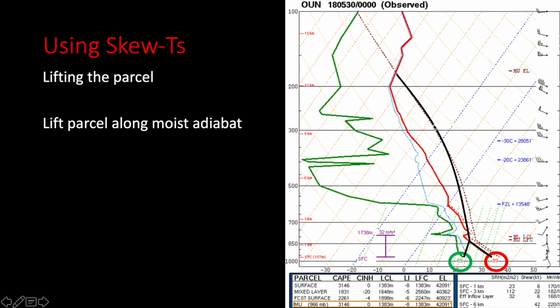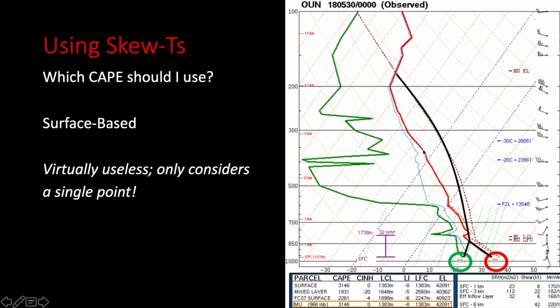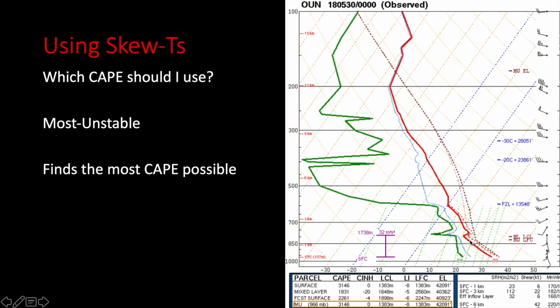So this is obviously how you get your parcel profile, and this is your CAPE, the area between your parcel and the temperature here. And this, what we found, is actually our surface-based CAPE. We started right at the surface, and then we went up. Unfortunately, this is virtually useless because it really only considers a certain point here. So this is why you may have been discouraged against using surface-based CAPE, because it really is not representative of the environment most of the time, except for in cases where it is very well mixed.